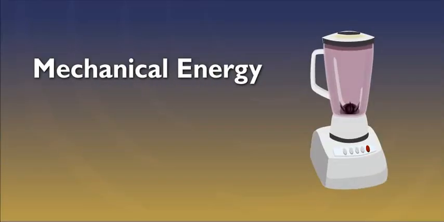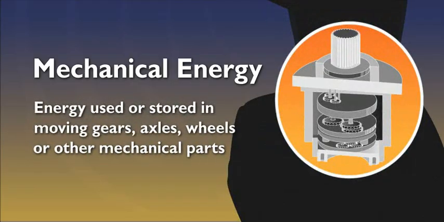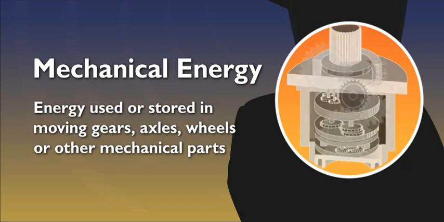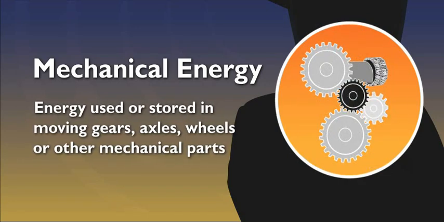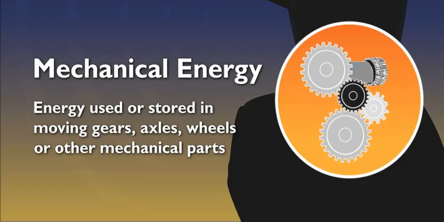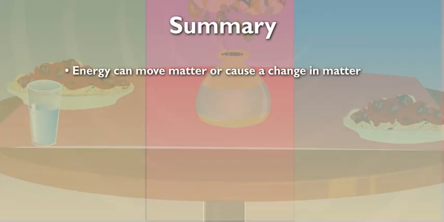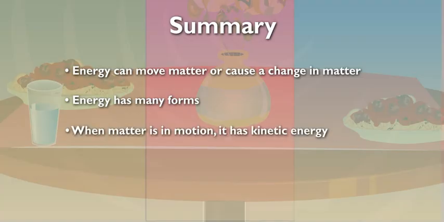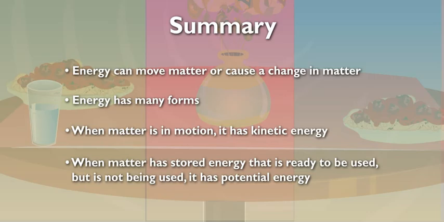And electrical energy is connected to mechanical energy too. How? Well, electric motors transfer the electric energy into mechanical energy. Mechanical energy is then used or stored in moving gears, axles, wheels, or other parts. It can be potential energy, waiting to be used, or kinetic energy when the parts are in motion. Geez, Sam. Energy may just be the ability to move or cause change in matter, but it certainly takes a lot of different forms. Whether it's matter in motion, like kinetic energy, or potential energy, stored, ready and waiting to be used, there's no escaping it.